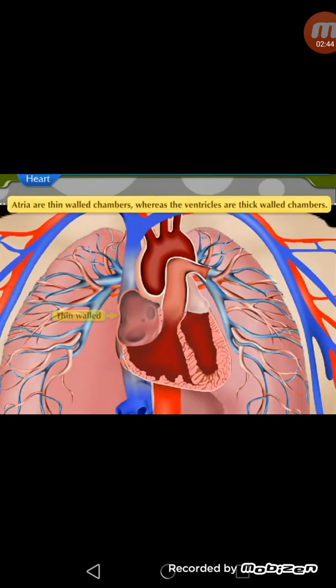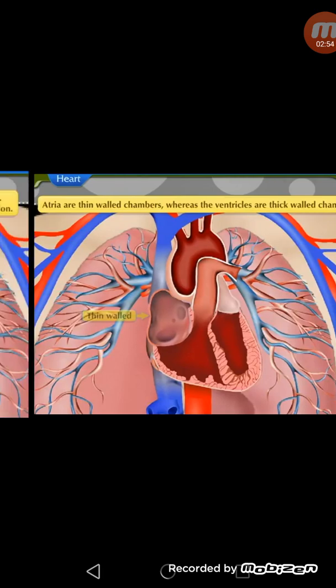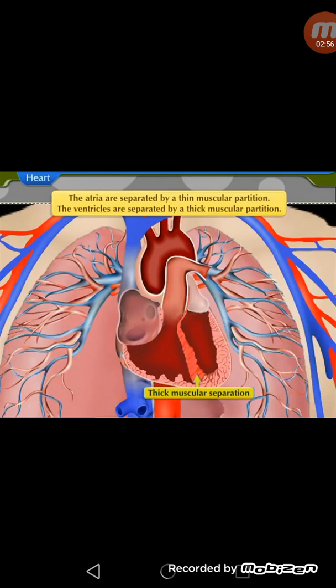The upper two atria are thin walled chambers, means they have thin walls, and the lower two chambers, which are called ventricles, have thick walls. The atria are separated by a thin muscular partition. In the same way, the upper two atria are separated from each other by a very thin muscular sheet, whereas the lower two ventricles are separated from each other by a thick muscular partition.